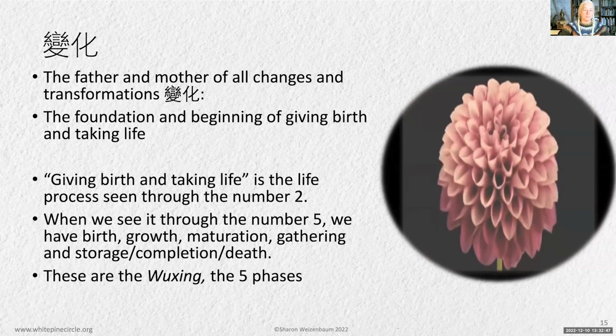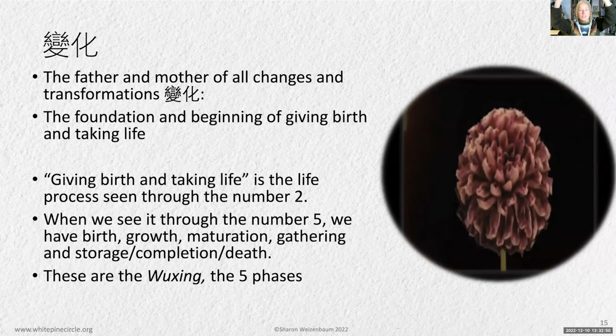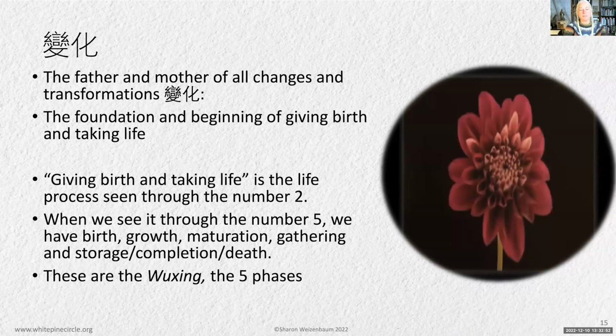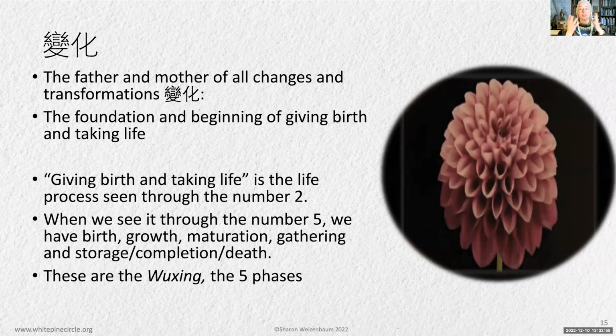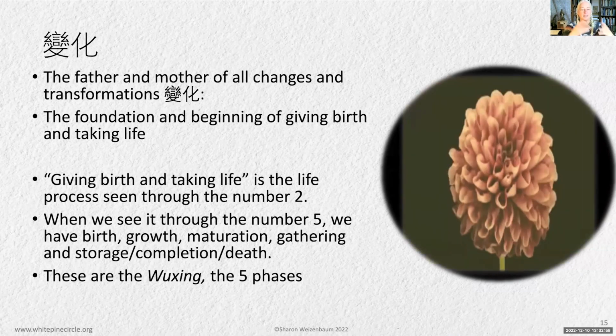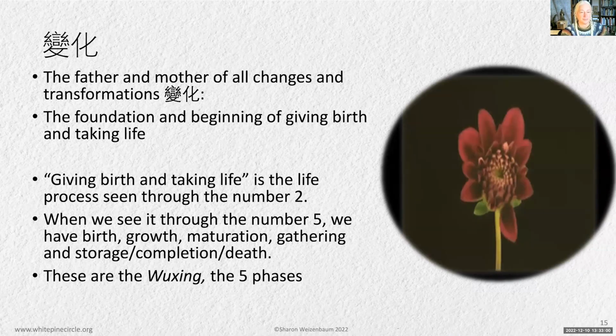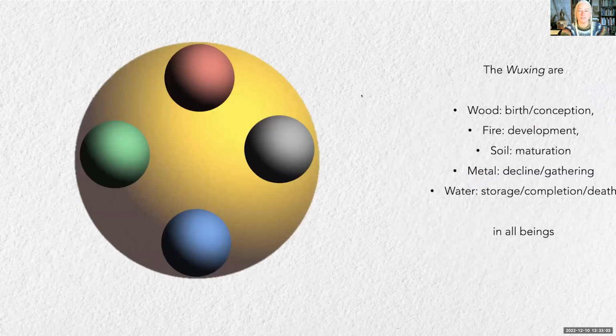So now we have birth, growth, maturation, gathering, and completion. So these are the wuxing. These are the 5 phases of life, according to the Neijing. So the wuxing are wood, birth or conception, fire, development, soil as maturation, metal as decline or gathering, and water as storage, completion, or death in all beings.